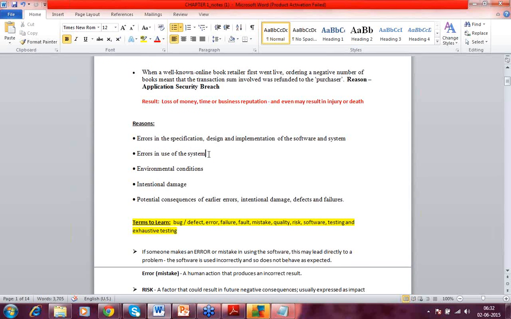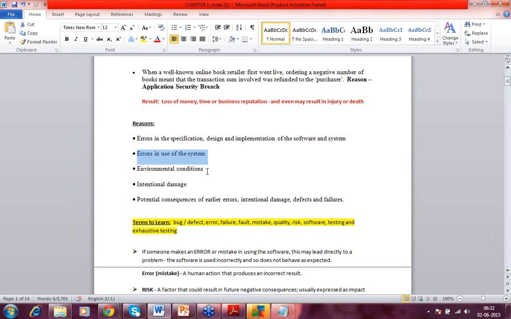It could be errors in the use of the system. Sometimes it can also happen that there is no proper user training. We have developed the software, but there is no proper training for the end users who will be using the software, and because of that, the end users are not using the system correctly, and they are actually creating all these problems. The software is working as expected, but the end users have not been provided with proper training on how to use the software. That is creating a problem.